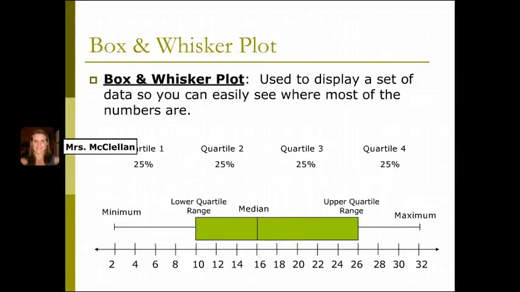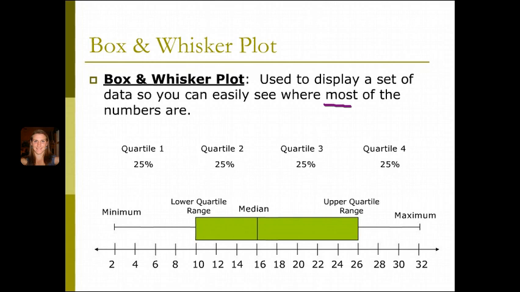Now we're going to discuss box and whisker plots. Box and whisker plots are just another way to display a set of data so you can easily see where most of the numbers are. It's not going to list all of the numbers, but it is going to give you where most of the numbers fall. Your box and whisker plot is separated into a box, which is listed in green, and whiskers, which are the lines you see extending from either side of the box.